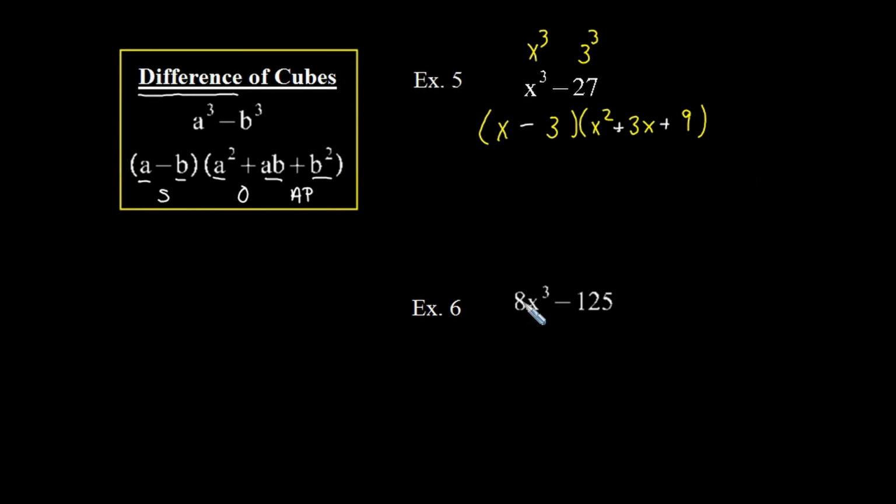Now, something a little more difficult. We have a leading coefficient of 8 on our x cubed. So we will still perfect cube. That is just 2x cubed. This one is 5 cubed. That gives us 2x and 5 in our binomial. And then we create our trinomial by 2x times 2x, which is 4x squared. 2x times 5, which is 10x. And 5 times 5 is 25.